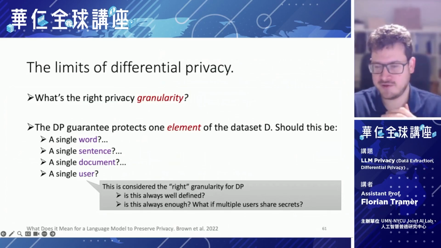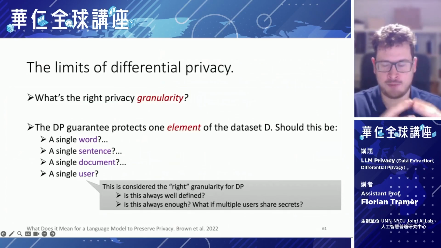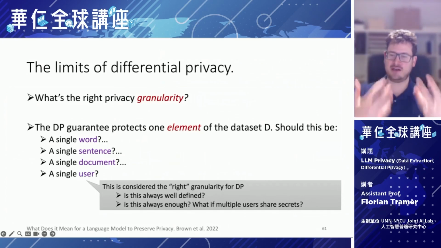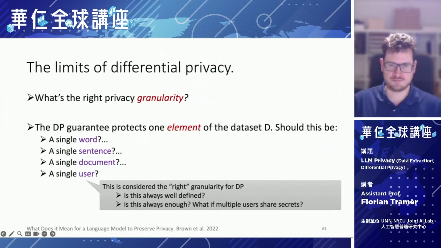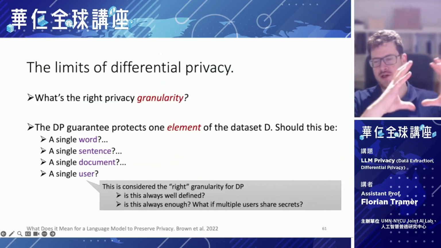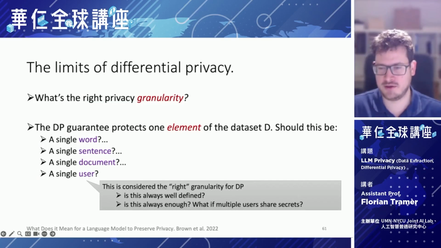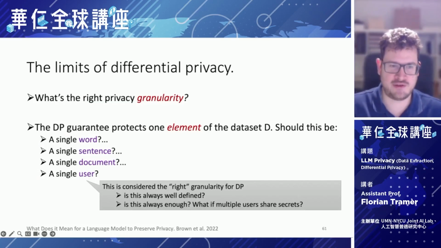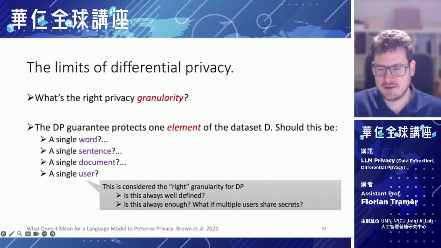The gold standard in some sense that you should strive for when deploying differential privacy is to have privacy guarantees at the notion of individual users, that you have users of your system that provide data, and to essentially make sure that the contribution of one user is the unit for which you provide differential privacy.